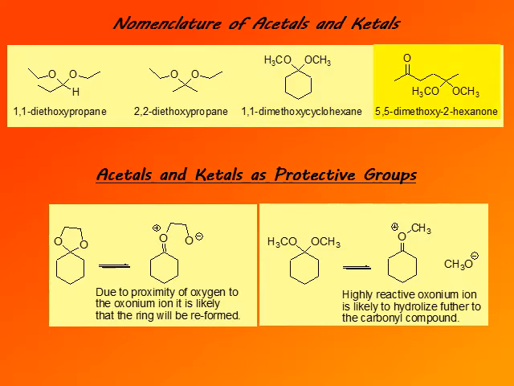And the final example is a ketone, 6 carbons and keto group on carbon 2, so this is 2-hexanone. On carbon 5, there are 2 methoxy groups, so this is 5,5-dimethoxy 2-hexanone.